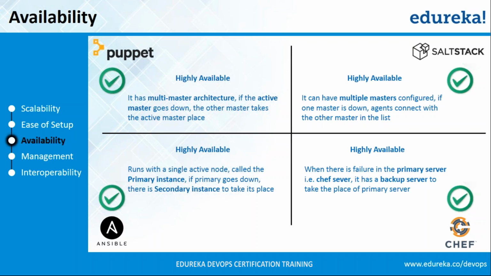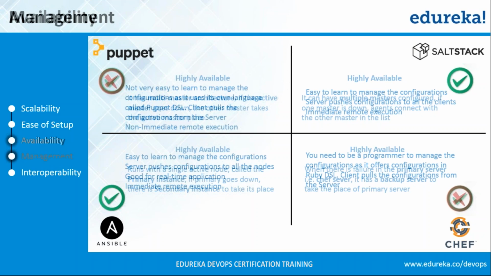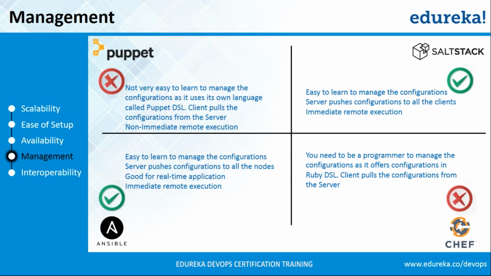So I'll move forward and compare the tools on the basis of management. I'd like to add that before I explain, Puppet and Chef follow the pull configuration and Ansible and SaltStack follow the push configuration. All right, so we have a question from Arpan. He's asking what is pull and what is push configuration? Can you explain with an example?